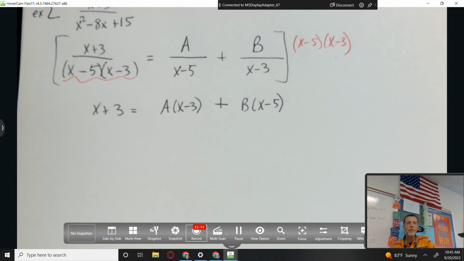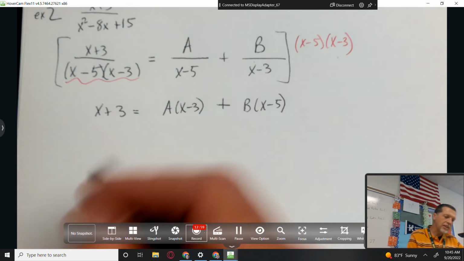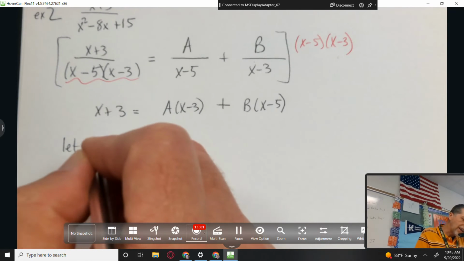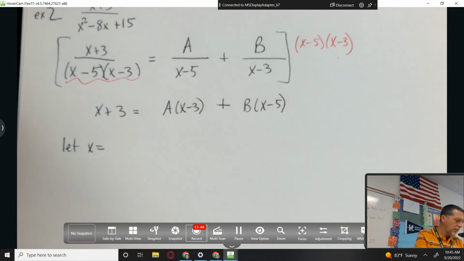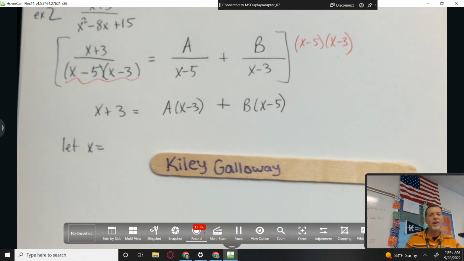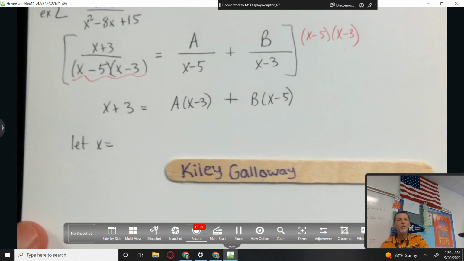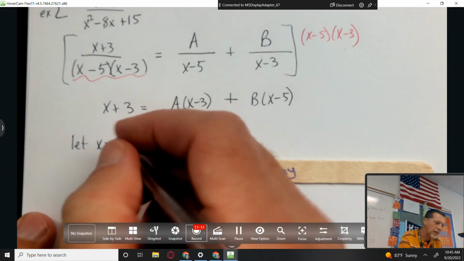Okay, so now we got rid of our denominators. Now I'd like to get rid of some terms. I'd like to let x be some nice things. Oh, let's put Kylie back on the spot here. So Kylie, what would be a good value of x that would wipe some stuff out for us? 3. 3 would be a great pick.